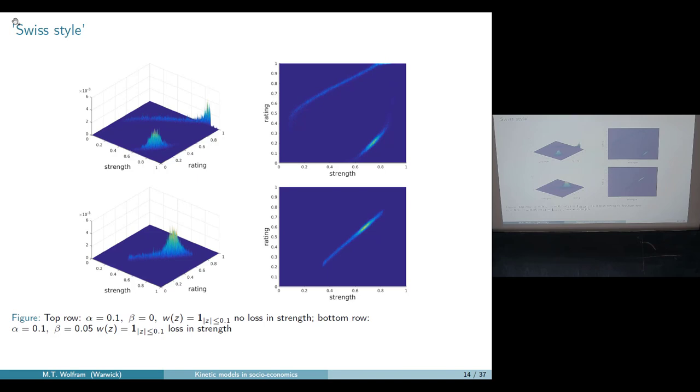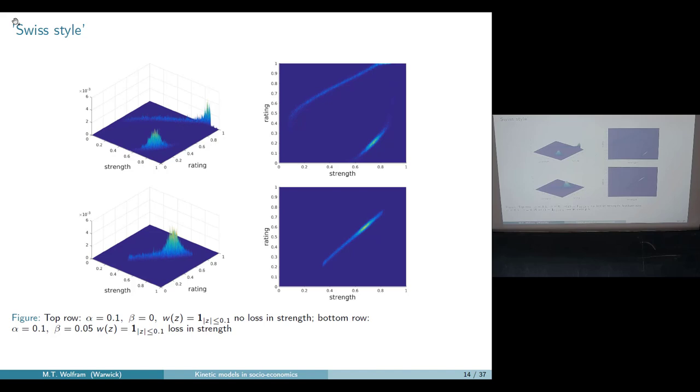If you play with this beta, which means that you penalize if you lose, and this is the case if you have overrated players, they play worse than they should, and you have a beta which is going to penalize this. We start with the same condition, but now everybody moves to the diagonal, so it's adjusting the whole situation. So it's really complex dynamics, and by playing with the parameters you can see very different behavior.